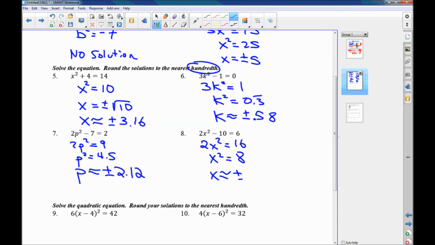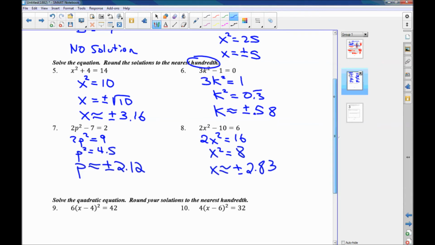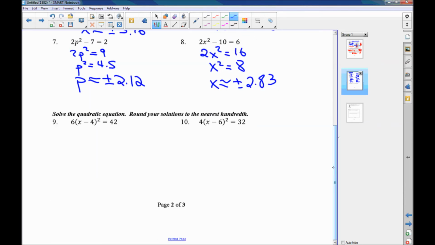2.83. Okay, be careful with your rounding and make sure that you're rounding correctly. If you need some help, come and see me. All right, second directions on this, or third directions down here: solve the quadratic equation, round your answer to the nearest 100th. These are a little bit different.